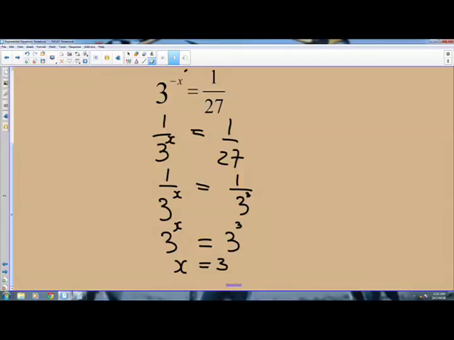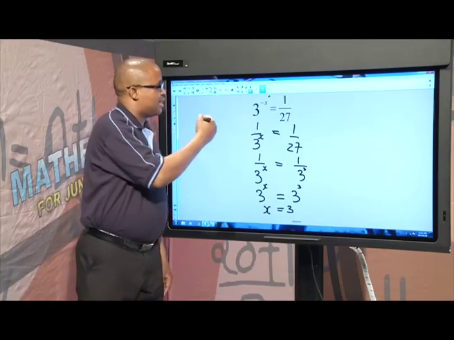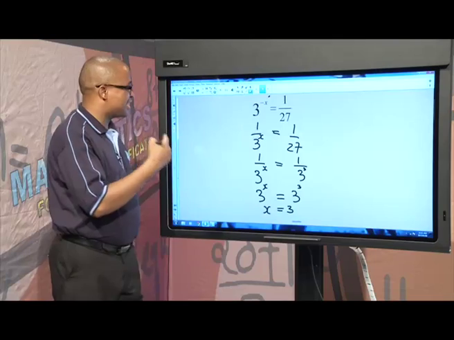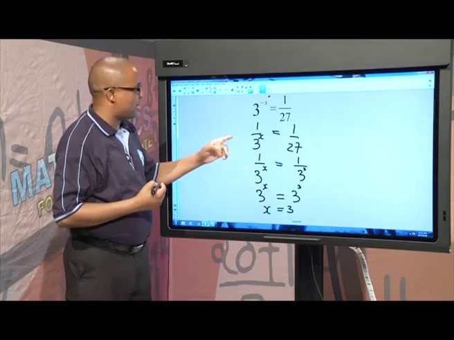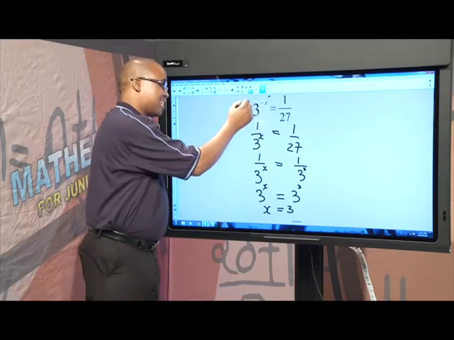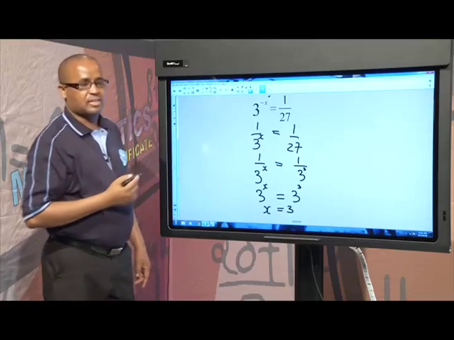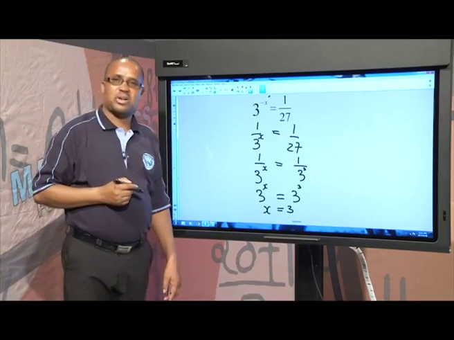This is how we solve an exponential equation in which the power is a negative. The negative power simply says the 3 is supposed to be below the division sign, and you maintain the variable x. So this will be 1 over 3 to the power x. The negative sign is simply saying 3 is supposed to be below the division sign. That's the implication of the negative power. Let us have a look at another example.